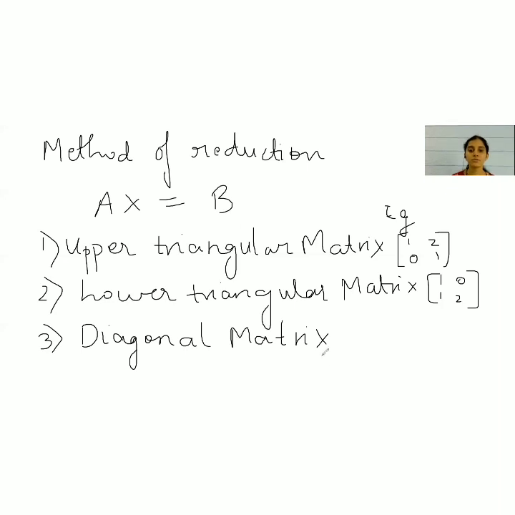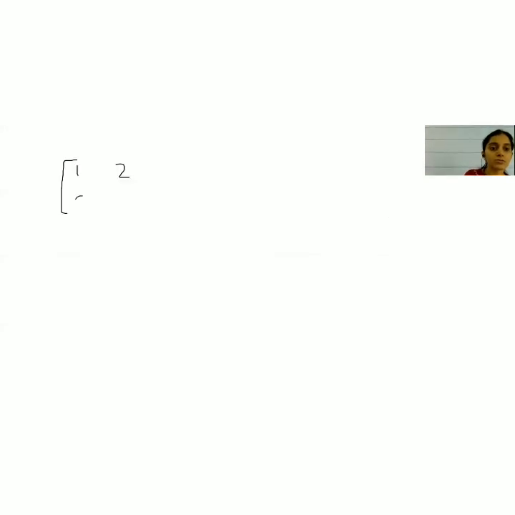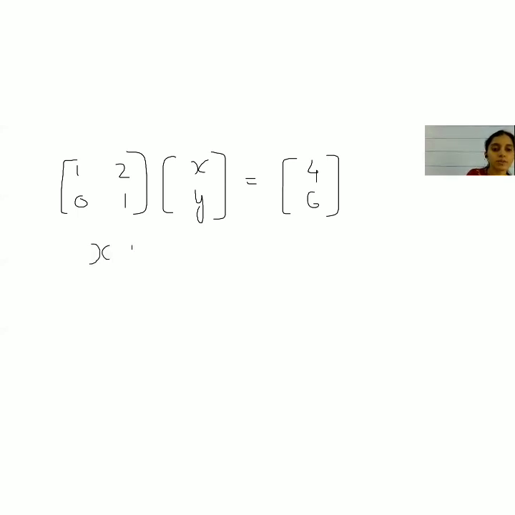Now, why do we have to do this? For example, I'll take this matrix 1, 2, 0, 1. I've converted a given matrix into an upper triangular matrix, with constants 4 and 6. Now let us perform the multiplication of the matrices on the left hand side. So we have x plus 2y is equal to 4. The second one will be y is equal to 6 because 0 into x is 0.